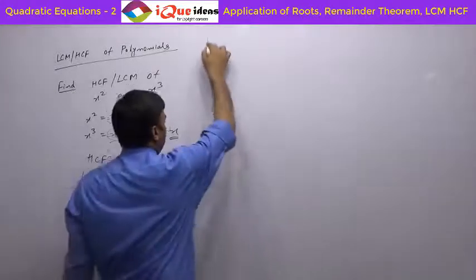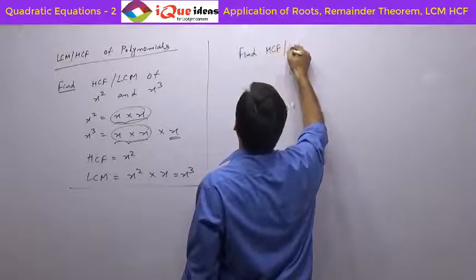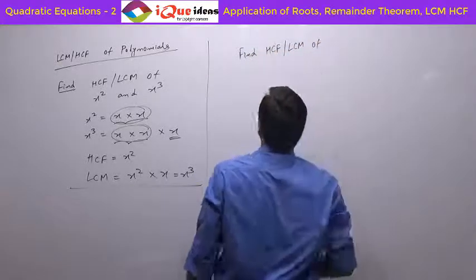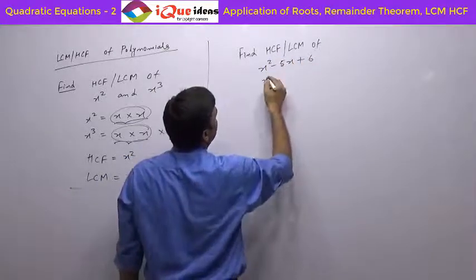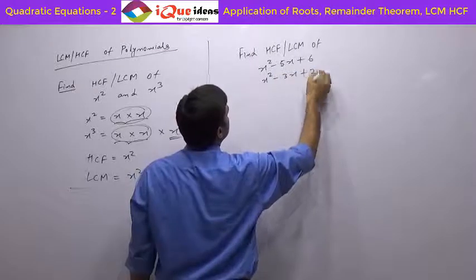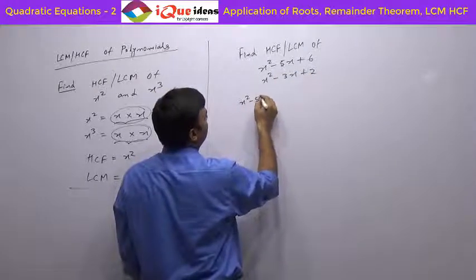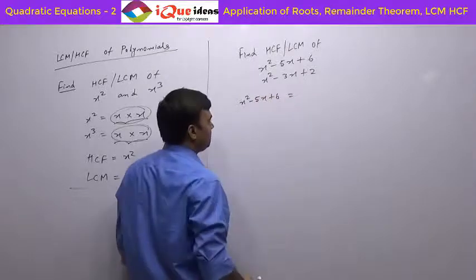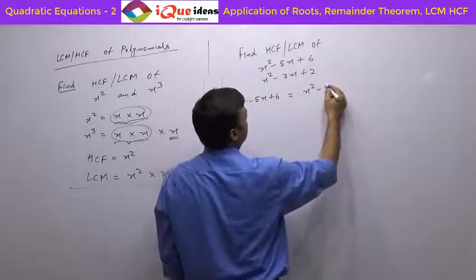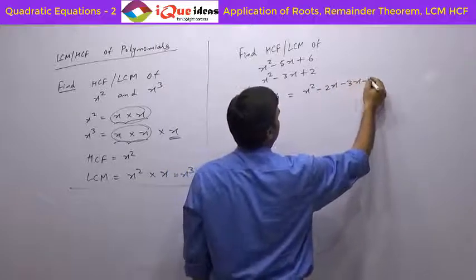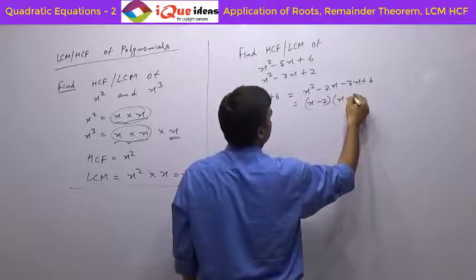Let's take another example. If I say find HCF and LCM of, let's say, x square minus 5x plus 6 and x square minus 3x plus 2. Now what we need to do is, first we need to factorize. So x square minus 5x plus 6 is equal to x square minus, 1 into 6 is 2 into 3, so it is 2x minus 3x plus 6, and this will give us x minus 2 into x minus 3.